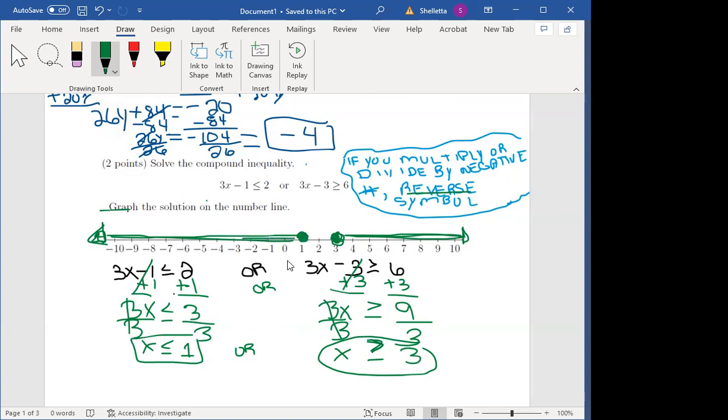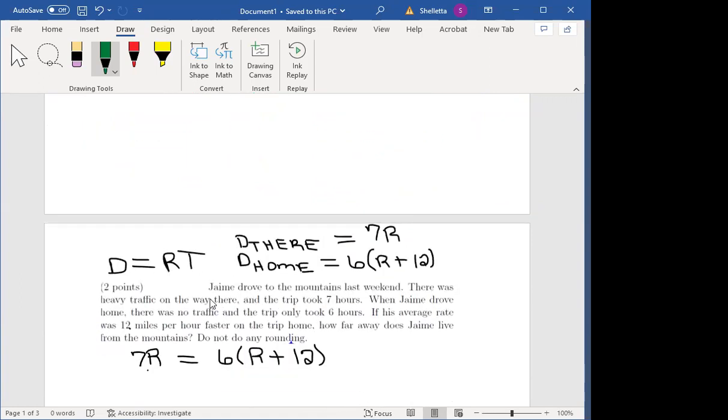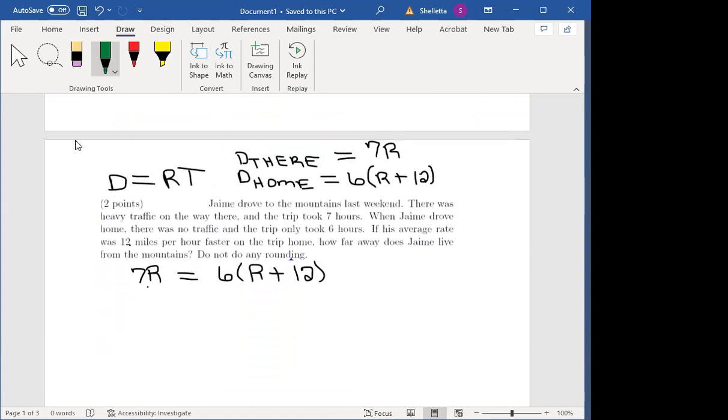So we've solved it, we got our graph. Let's look at the next example. Now this is a word problem. It says Jamie drove to the mountain last weekend and there was heavy traffic on the way there, so the trip took 7 hours. But on the return trip, it took only 6 hours because there was less traffic. Now, the average rate was 12 miles per hour faster on the route home, because you see it took a little less time to get there. How far away does Jamie live from the mountain?